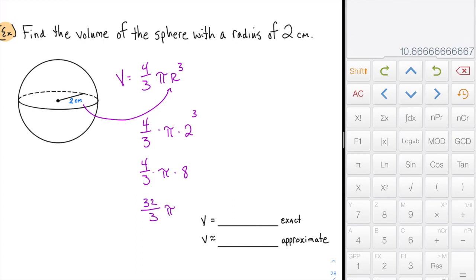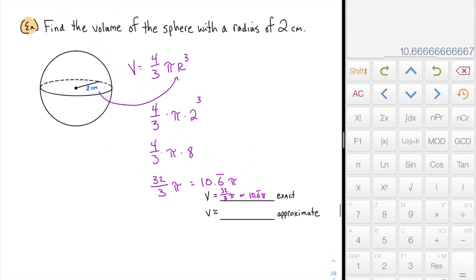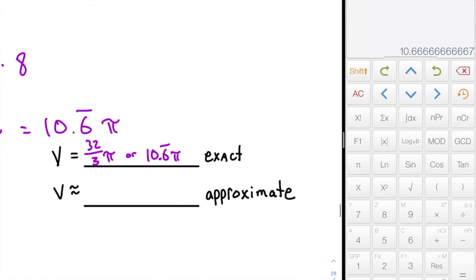If you prefer decimals, 10.6 repeating pi. Those are both exact. So I'm going to say either one of those would count for my exact: 32/3 pi, or 10.6 repeating pi. And I need my units, centimeters, so centimeters cubed. Both of those would need centimeters cubed.